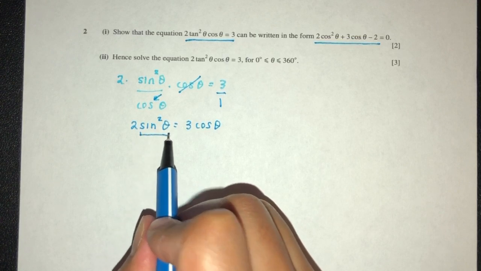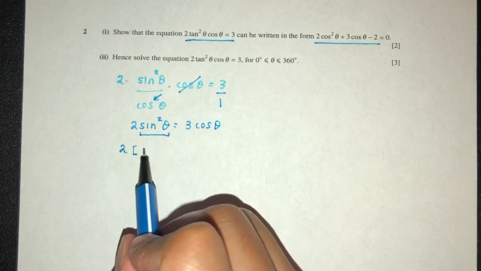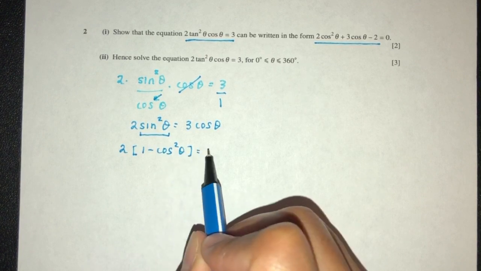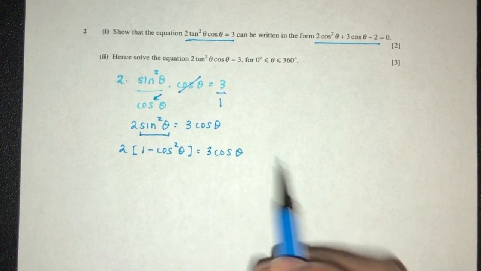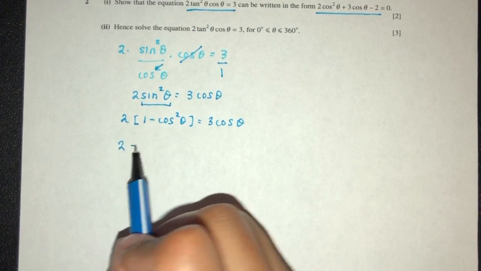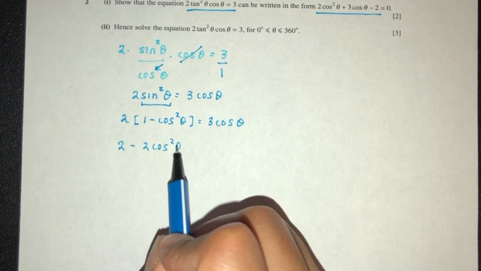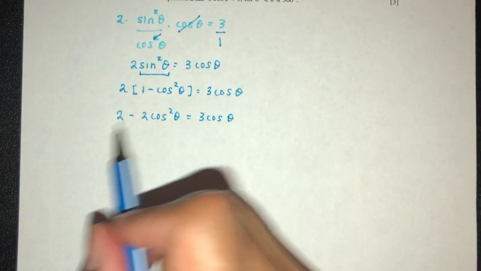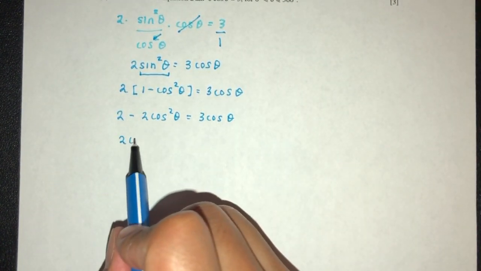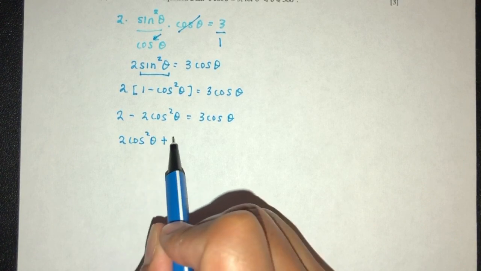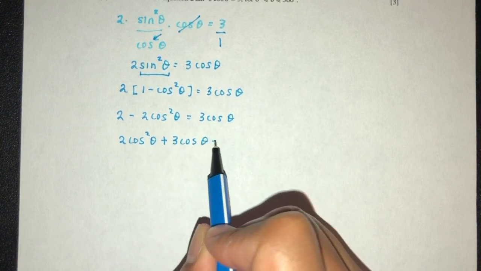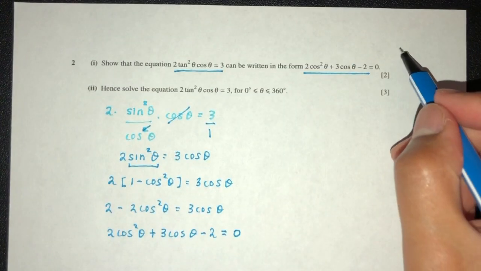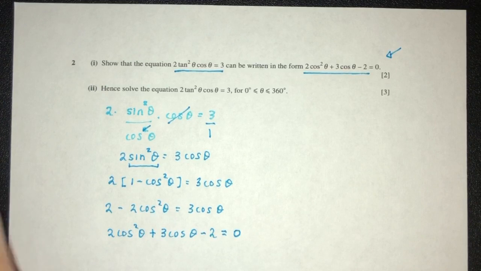Now this one can be simplified too. We have 2 sin square theta is 1 minus cos square theta, that will be 3 cos theta. Now simplify, you will have 2 minus 2 cos square theta equal to 3 cos theta. Simplify, send this over here, you will have 2 cos square theta plus 3 cos theta minus 2 is 0. This is exactly what is shown as required by the question.